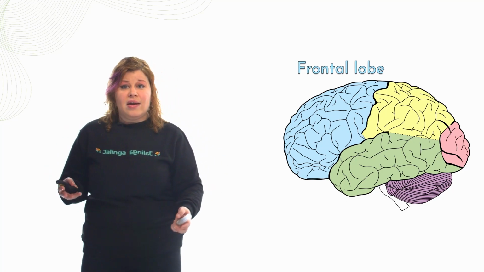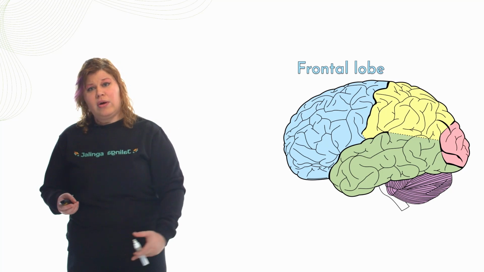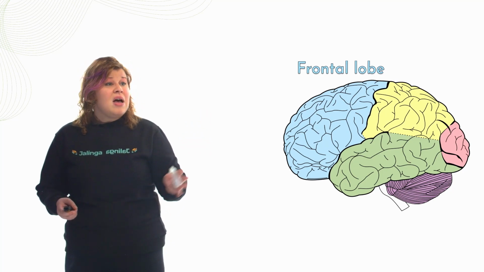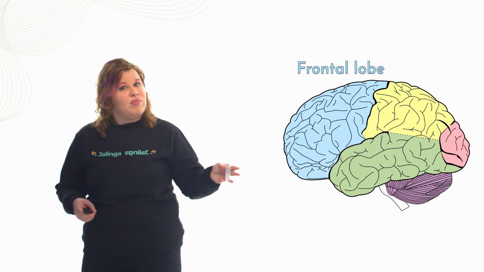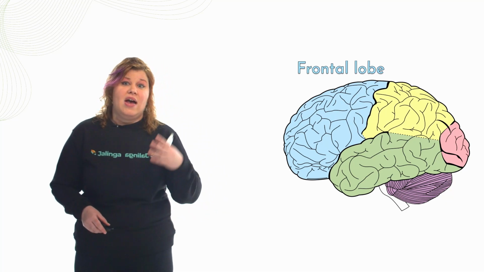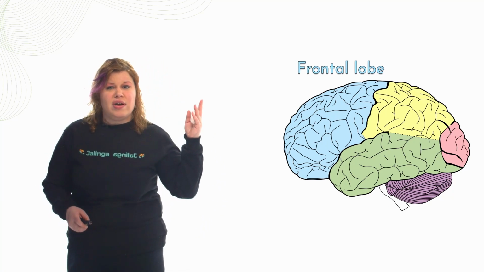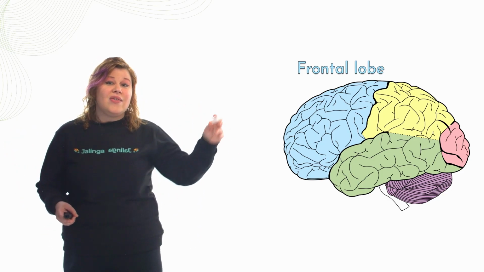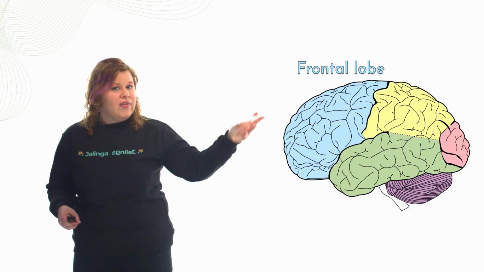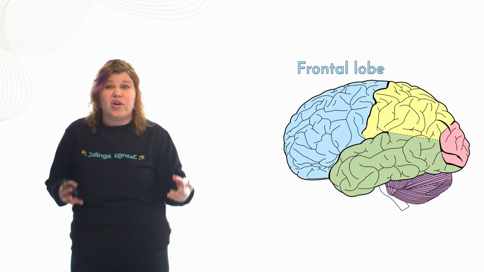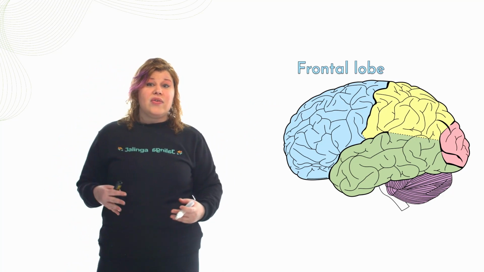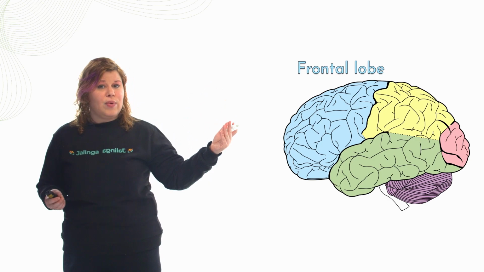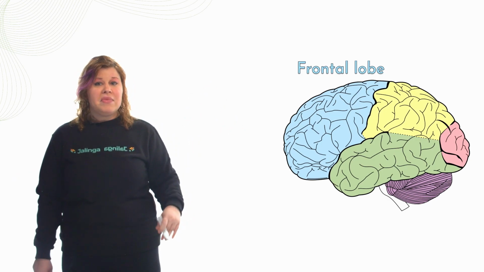Before the accident, he was a very diligent worker, very respectful, but after his frontal lobe was damaged, he became a heavy drinker, he became rude and disrespectful, was cursing at his boss, late all the time, and that's because all the parts of his brain that were responsible for controlling his impulses and thinking of future consequences were damaged.